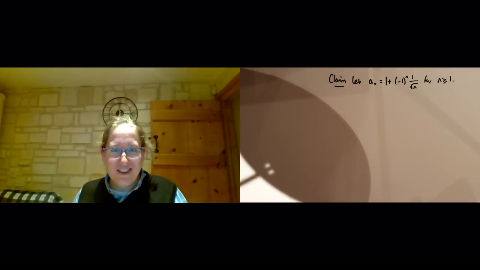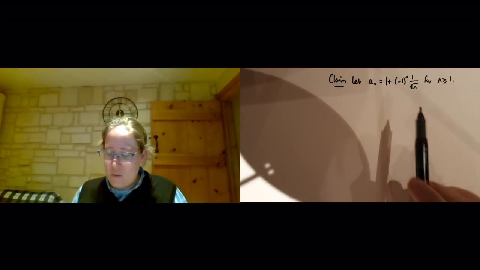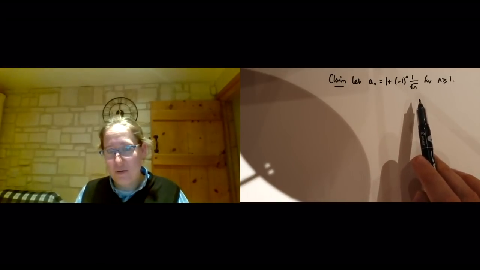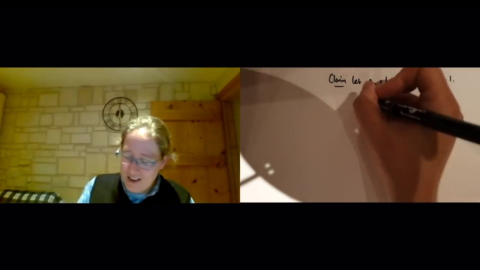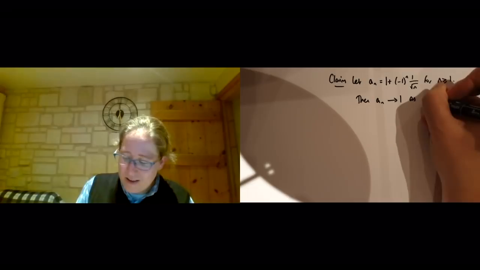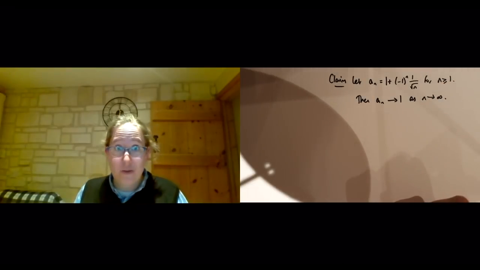What happens to this as n tends to infinity? You might want to pause the video and think for a moment. We are doing 1 plus or minus something that's getting pretty small. So intuitively, it seems plausible that a_n tends to 1 as n tends to infinity, and that's what we're going to prove.